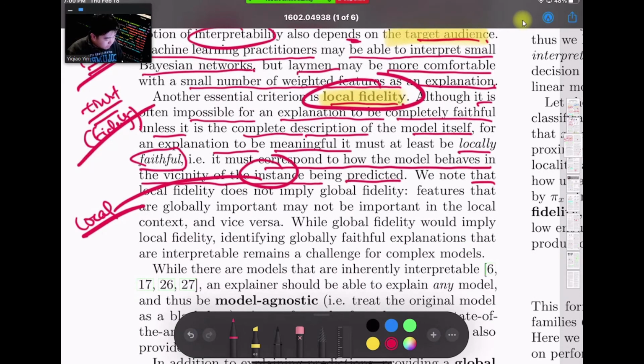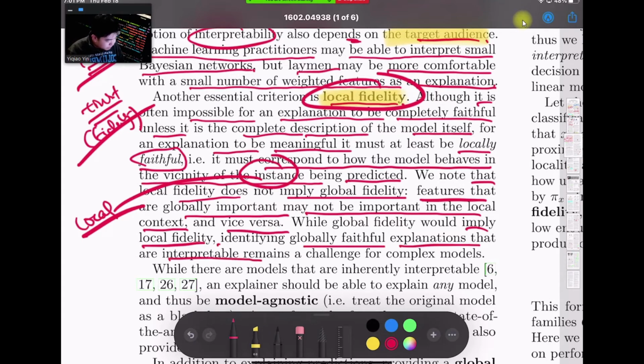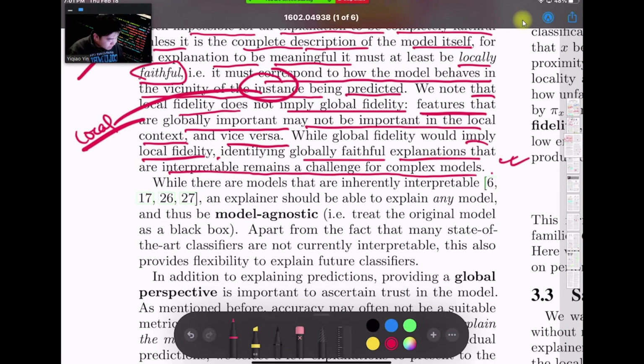We know that local fidelity does not imply global fidelity. That's true. They're giving themselves a way out. Features that are globally important may not be important in the local context, and vice versa. That's true. While global fidelity would imply local fidelity, identifying global faithful explanations that are interpretable remains a challenge for complex models. True, I agree with that.